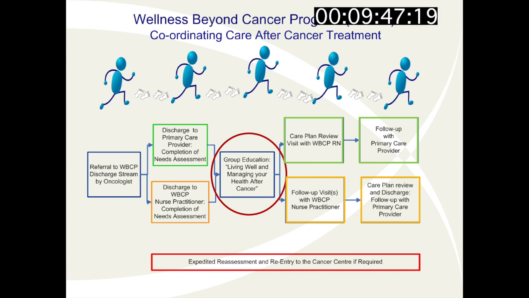Again, after the care plan review is done with one of the Wellness Beyond Cancer program nursing team members, you will then have your follow-up care with your primary care provider. At the bottom in the yellow boxes, if you're followed by the nurse practitioner, which may be one visit or multiple visits, depending on what you and she decide upon is required. Once you transition back to your primary care provider, the nurse practitioner will review your care plan visit at the final visit, and then follow-up will continue with your primary care provider in the future.